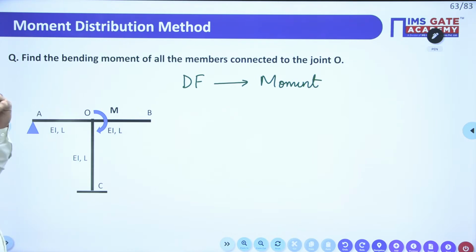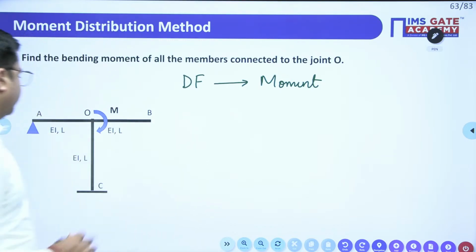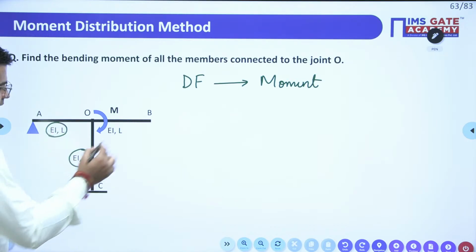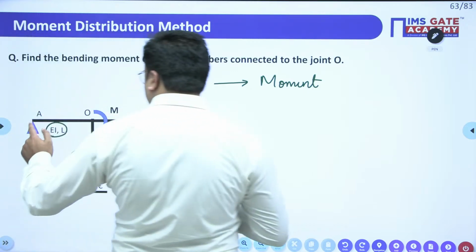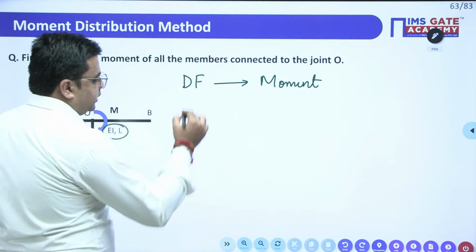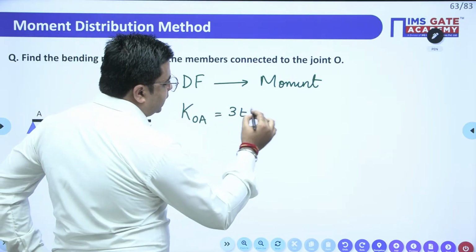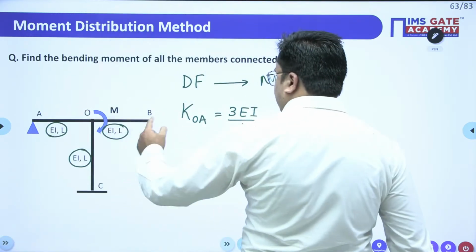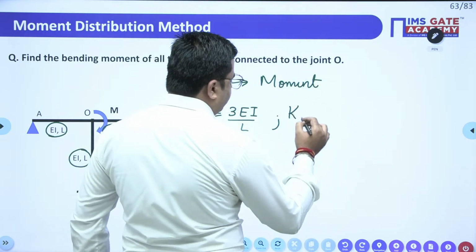In order to calculate the distribution factor, calculate the stiffness of members. Here you have a diagram in which EI and L are the same for all the members. So for member OA, since the far end is hinged, KOA is equal to 3 EI by L. Similarly, KOB, since the far end is free, the stiffness of this member will be 0. So KOB is 0.